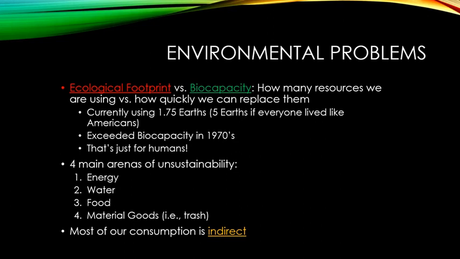So currently, in our current time, we are using the same resources that 1.75 Earths would have on it. That is the amount of planets we need to replace the resources that we are currently using. If everyone lived like Americans, it would be 5 Earths. So that sort of gives you an idea of, okay, where are we at? Where is our behavior? How is this contributing to what we're talking about here?